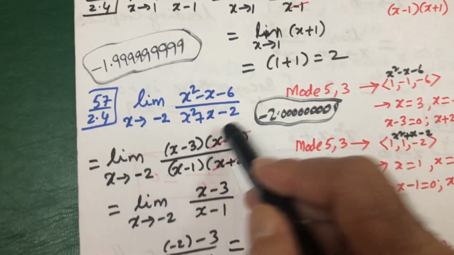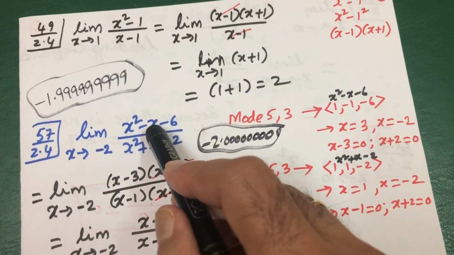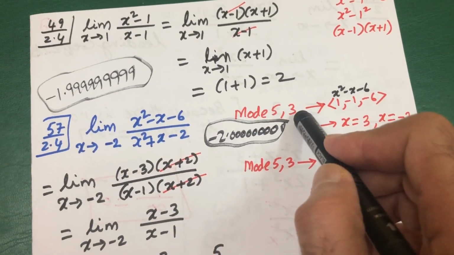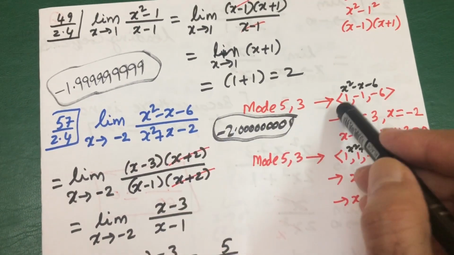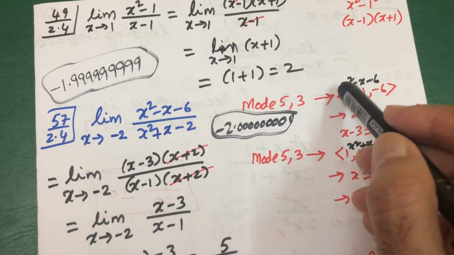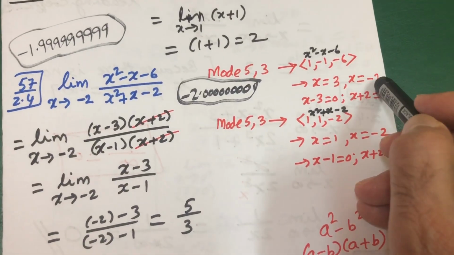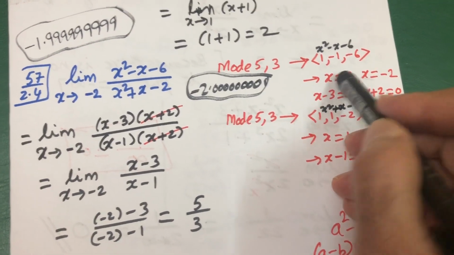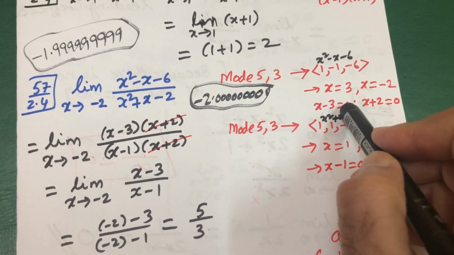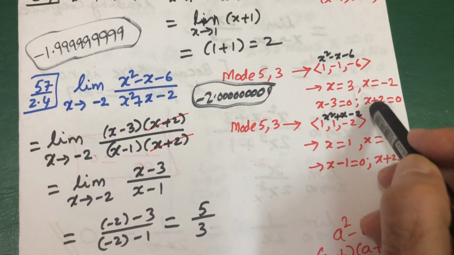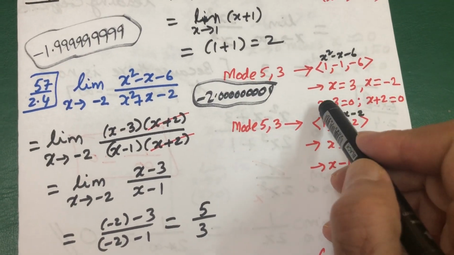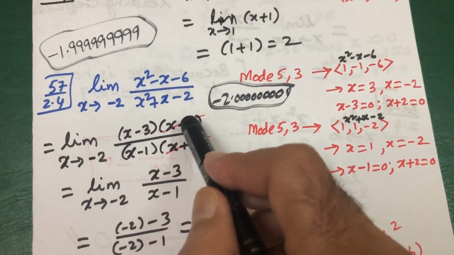How to factorize this? Take x square minus x minus 2, with the product a·c: 1 into minus 6, you put x square minus x minus 6, factors 1, minus 1, minus 6, and you get 2 answers, x equal to 3 and x equal to minus 2. x equal to 3 means, bringing it left, x minus 3 equal to 0. x equal to minus 2 means, bringing it left, x plus 2 is equal to 0. So I write x minus 3, x plus 2.